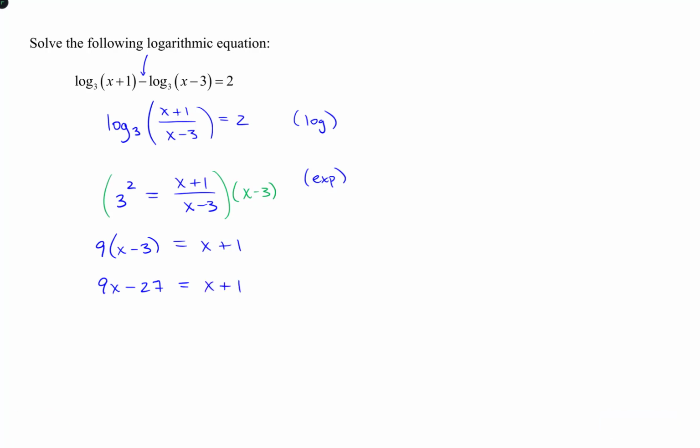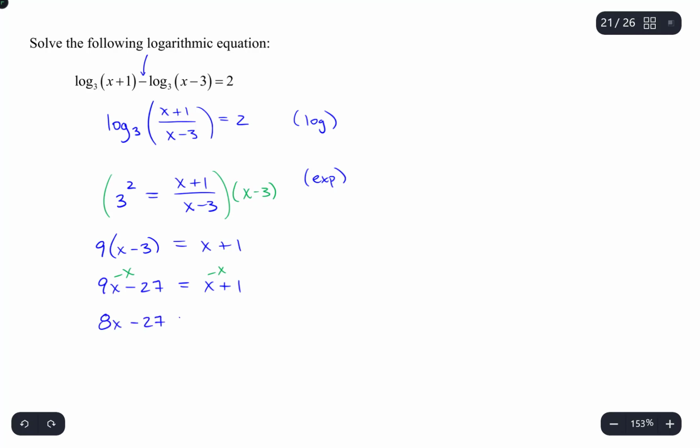At this point, all I'm trying to do is get the variable x by itself. So next I will subtract x from both sides. So 8x minus 27 equals, since these cancel, that leaves me with just 1 on the right-hand side. And then next I will add 27 to both sides. So when I add 27 on this side, those cancel. And that leaves me with 8x equals 28. And then I just need to divide both sides by the constant 8 to get x by itself.